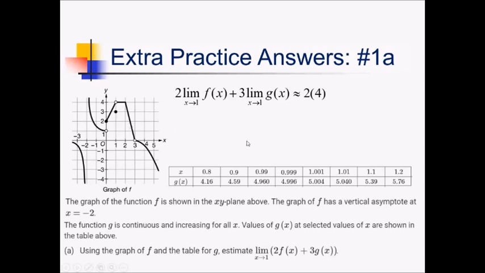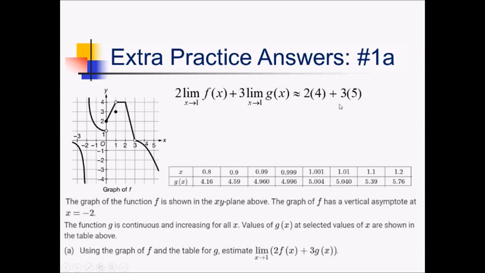But now let's look at the table, because if you want to figure out the limit as x approaches 1 of g, we're never going to know what it is exactly, but we can estimate based off of this table. As x approaches 1 from both the left and the right side, it looks like the y values are trending toward 5. So we're going to go with 5 for this one. We're going to say 3 times 5.